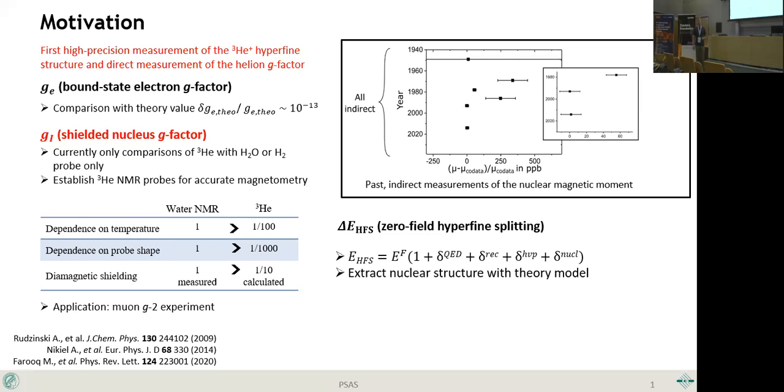And then the last value we can extract is the zero field hyperfine splitting constant, which is composed of the Fermi term and then some corrections and also some nuclear corrections. And those are limiting in the theory, and then we can invert this to extract some nuclear structure of the 3He nucleus, namely the Zemach radius.